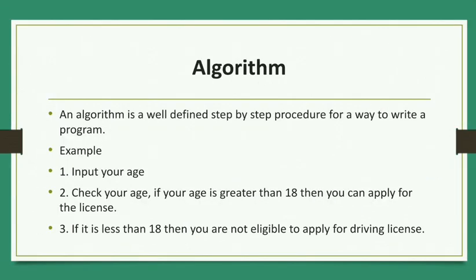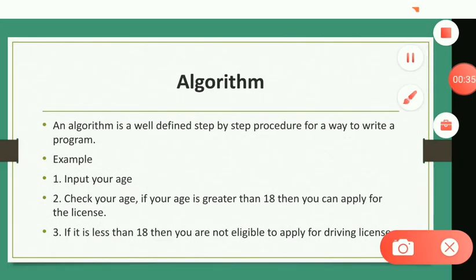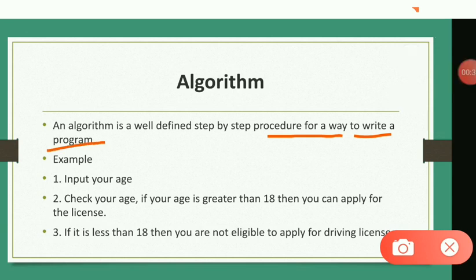Next heading is the algorithm. An algorithm is a well-defined step-by-step procedure for a way to write a program. It helps us to understand the problem and its solution in a better way. Let us take a real life example. If you are guiding a person to a place, then you have to guide that person step by step. Otherwise, the person will get confused. That is why we have to write the algorithm step by step to solve a problem.